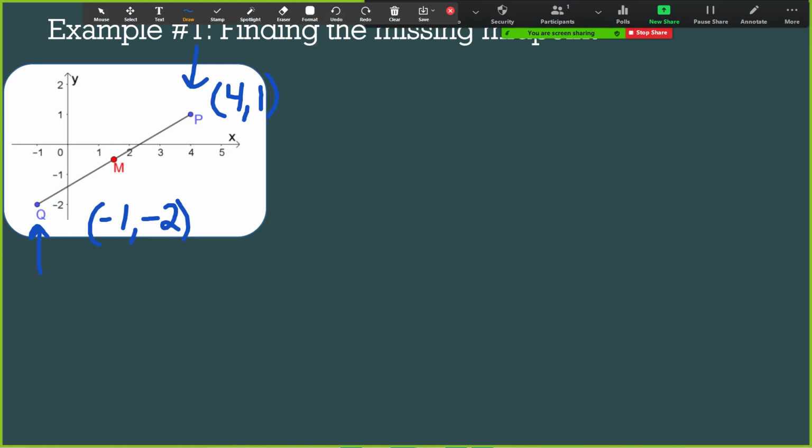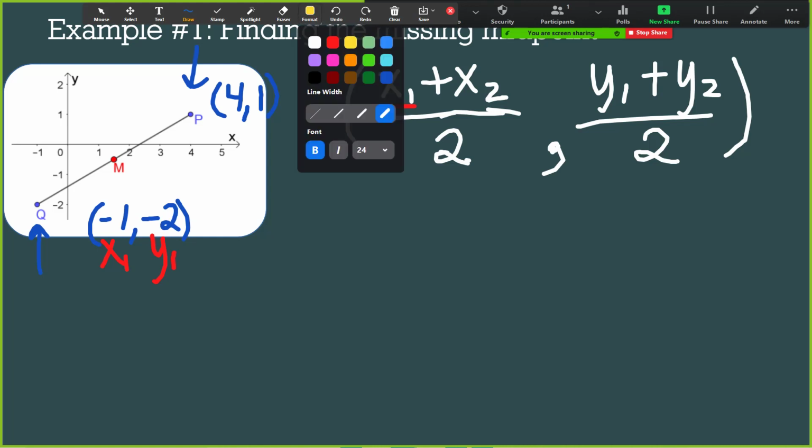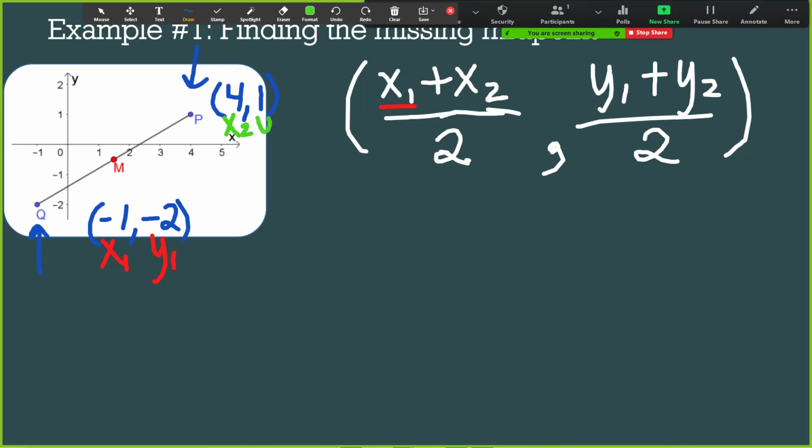Now I'm going to use the midpoint formula. x1 plus x2 divided by 2, comma, y1 plus y2 divided by 2. Alright, x1 is this one, x1, y1. And then my other point is going to be x2, y2. And I'm using the 2 because this is my second point. I'm using the 1 because it's my first point. So it doesn't really matter. Just make sure that x and y have the same subscript.